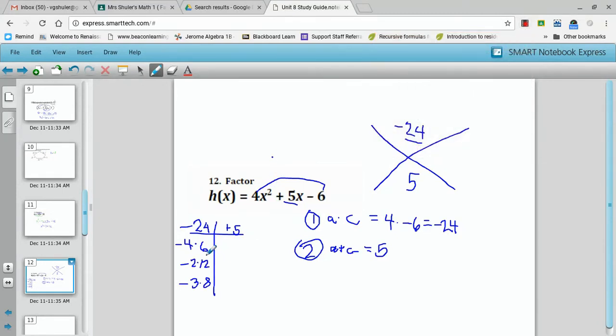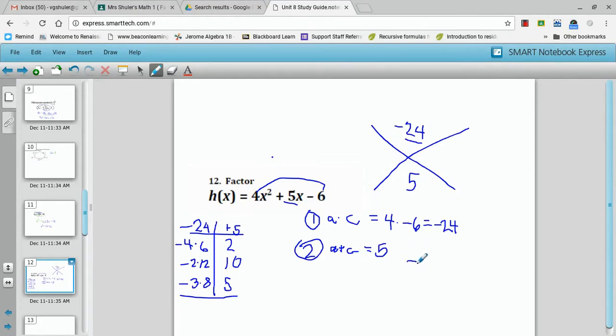Okay, so I wrote some multiples down here. Negative 4 times 6 is negative 24. Negative 2 times 12, negative 24. And negative 3 times 8, negative 24. On the right-hand side, let's add them. What is negative 4 plus 6? 2. What is negative 2 plus 12? 10. And what is negative 3 plus 8? 5. Well, it looks like our last one is the only one that works. Negative 3 times 8 gives us negative 24. When you add them, you get 5.